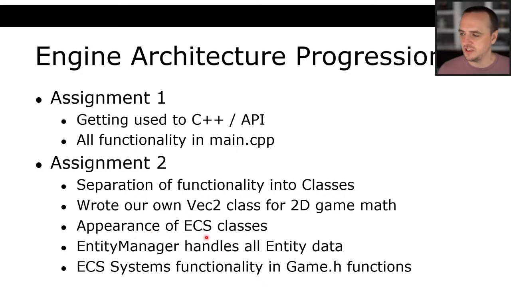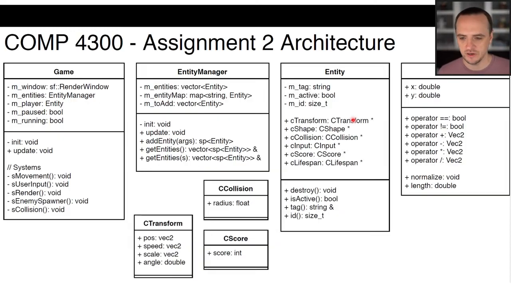We are going to see these ECS classes start to appear, and I'll go over those with you when we open up the code. We're going to have an entity manager, and that entity manager is going to handle all of our entity data. And the ECS systems are going to be in a game class. So we're going to have a game class. It's going to handle most of the things related to game mechanics, and each of our systems is going to be a function inside the game class. So this is assignment 2. It's by no means a complete game engine architecture, but it is a stepping stone to our next game engine architecture.